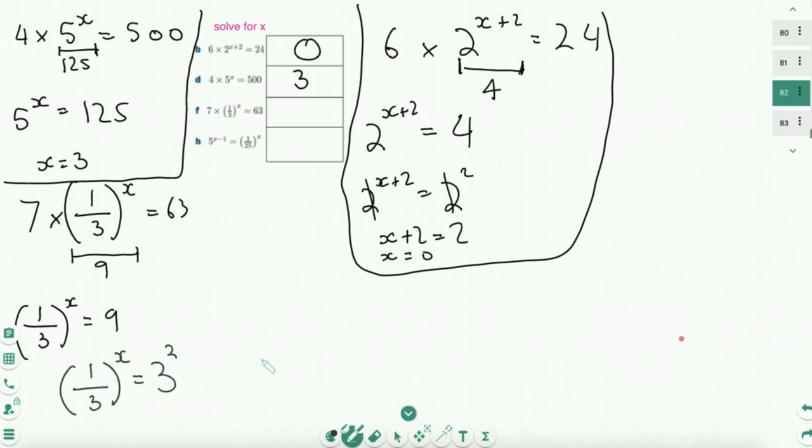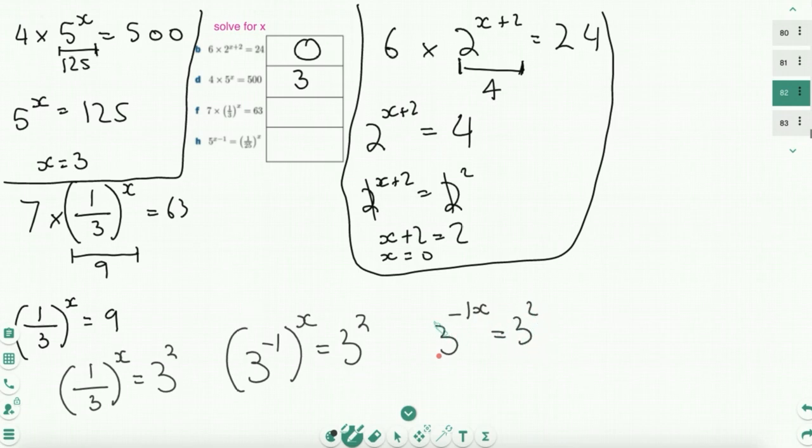Now, 1 over 3, we can rewrite that as 3 to the power of negative 1, because 3 has been inverted to 1 over 3. So 1 over 3 is the same as 3 to the power of negative 1. And then that's being powered by x, is equal to 3 to the power of 2. Inside outside rule, we multiply. So negative 1 times x is 3 to the power of negative 1x, is equal to 3 to the power of 2. Cancel that out. Negative 1x equals 2. x is being multiplied by negative 1. We can divide by negative 1 on both sides. x is equal to 2 divided by negative 1, which is negative 2.